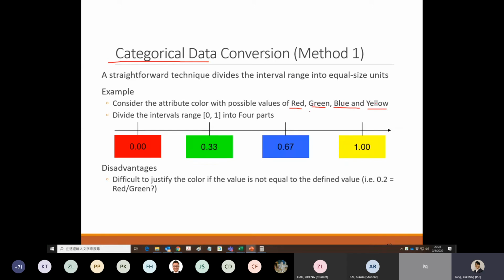This is divided into 4 different categories: red, green, blue, or yellow. So how can we convert these values into the range 0 to 1? We can use 0 to represent red, 0.33 to represent green, 0.67 to represent blue, and 1 to represent yellow. Or you can also use, for example, 0.5 to represent green, and so on. This is just your definition. This is a way to categorize these 4 categories into the range between 0 to 1.